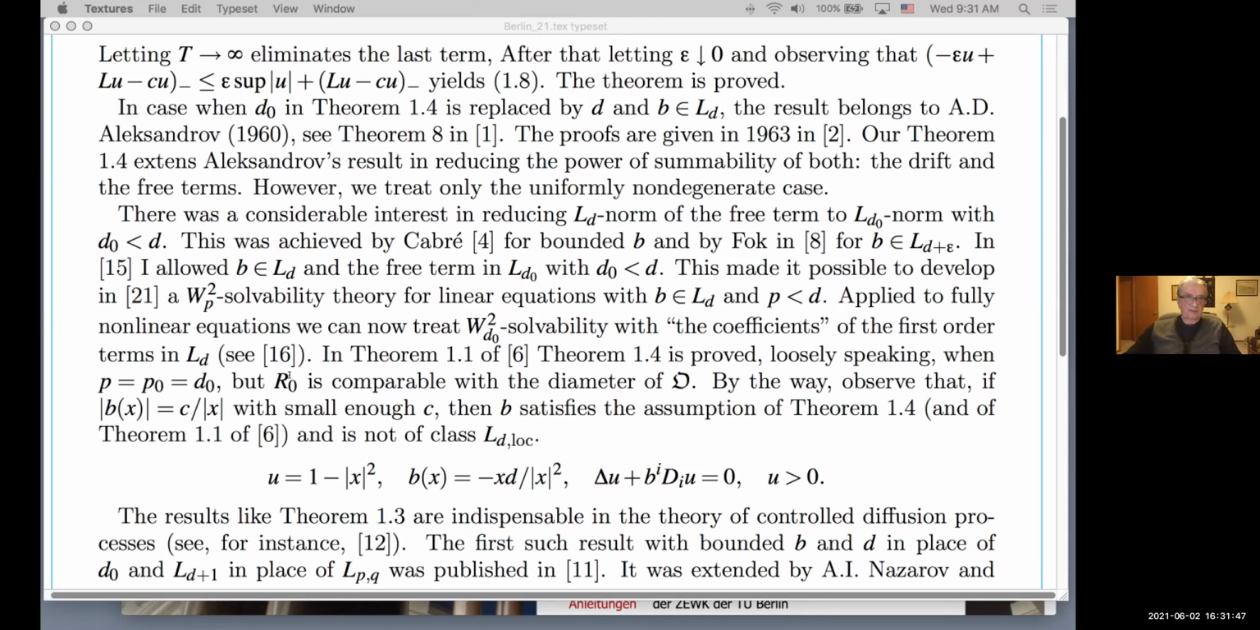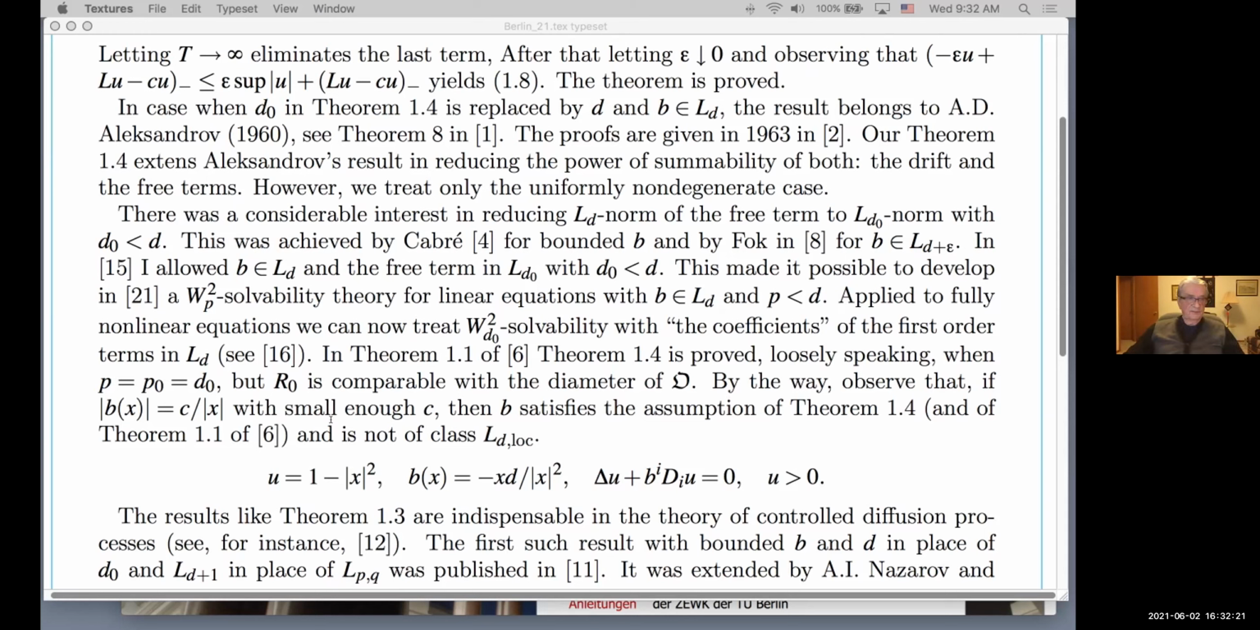But R0 is comparable with the diameter of O. And in this case, which I present now, it's R0. If you have R0, then no matter what the diameter of O is, there is an estimate. By the way, it's a very interesting thing about the smallness. I assume that hat B is small enough.